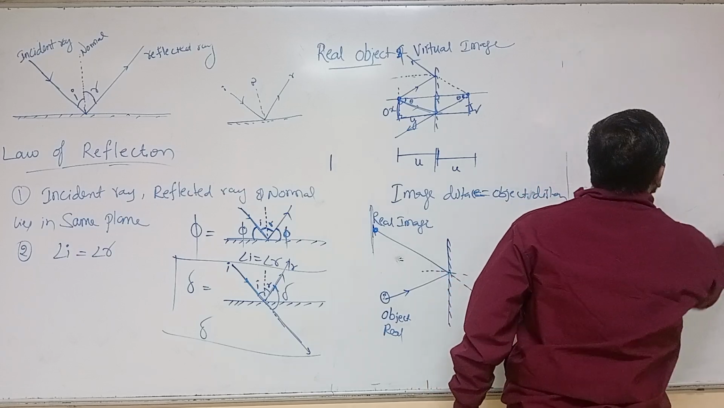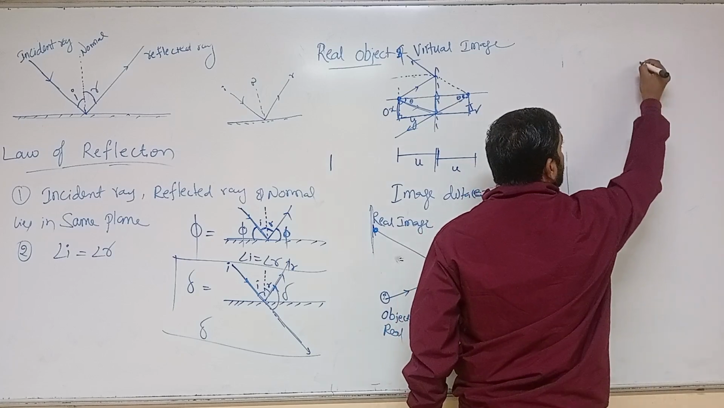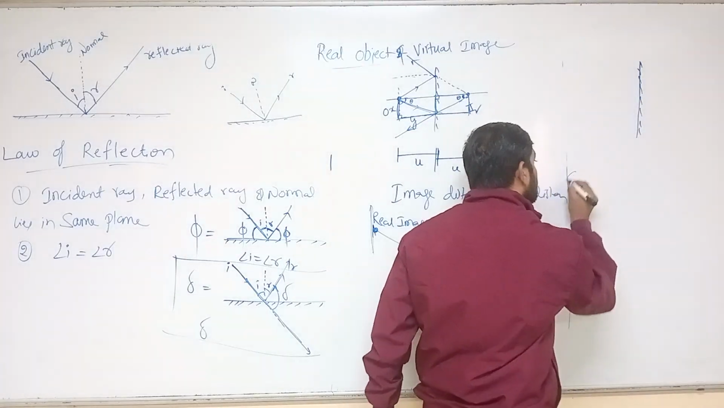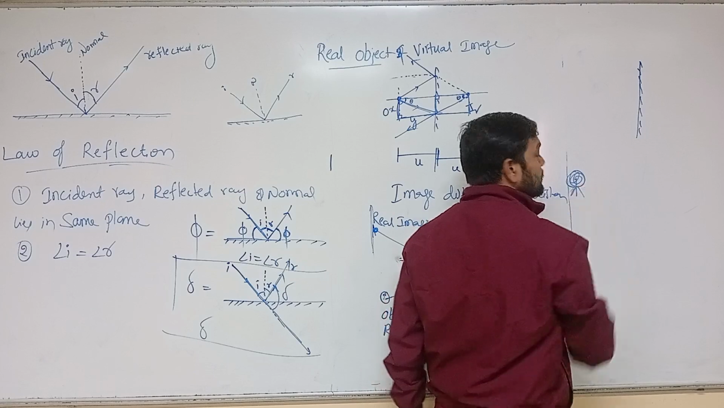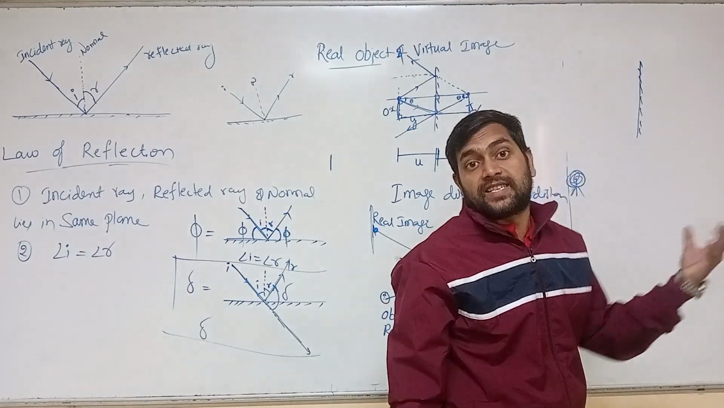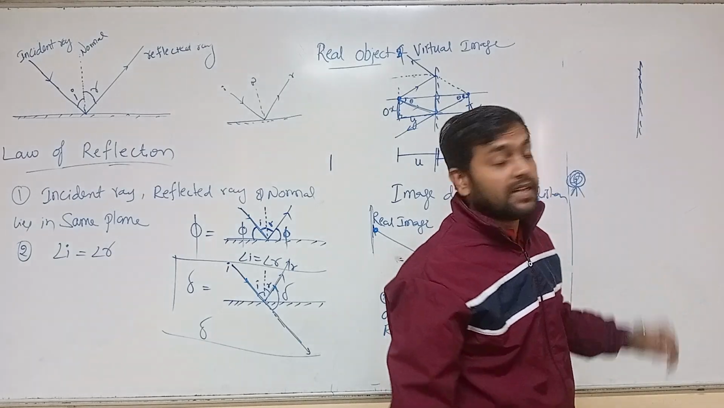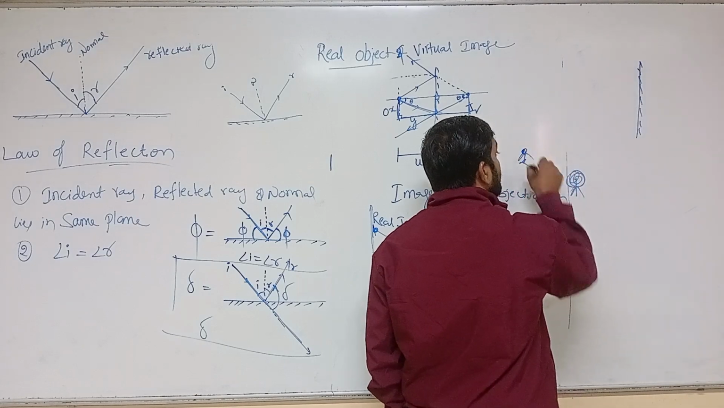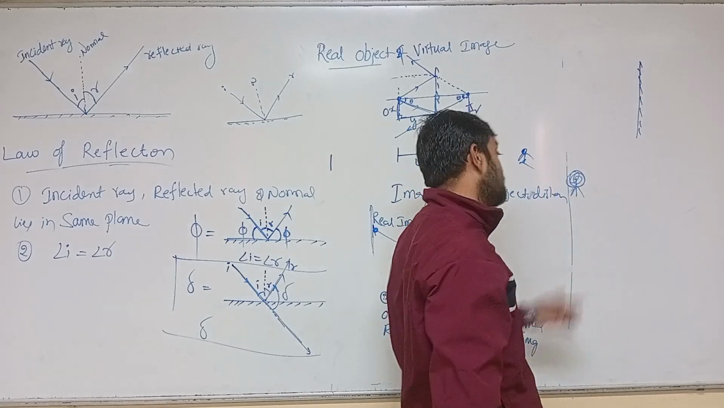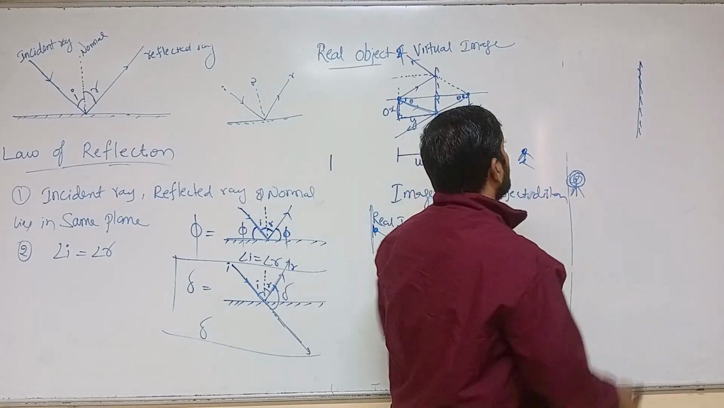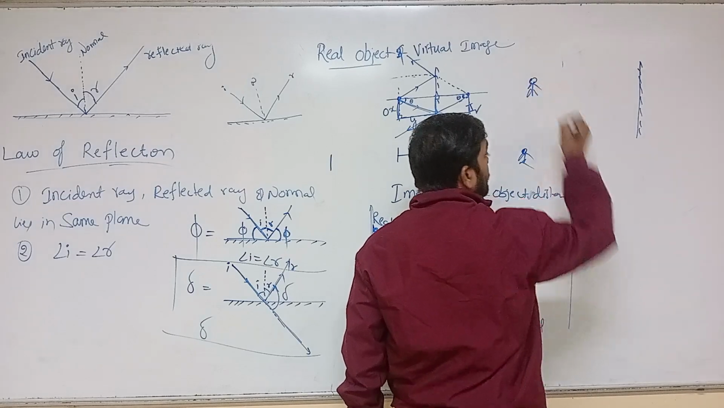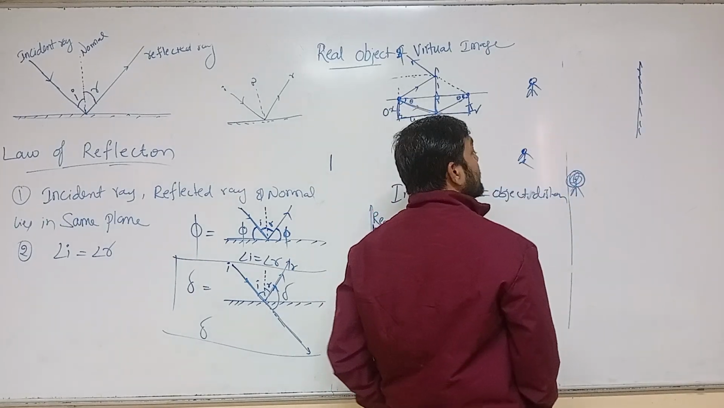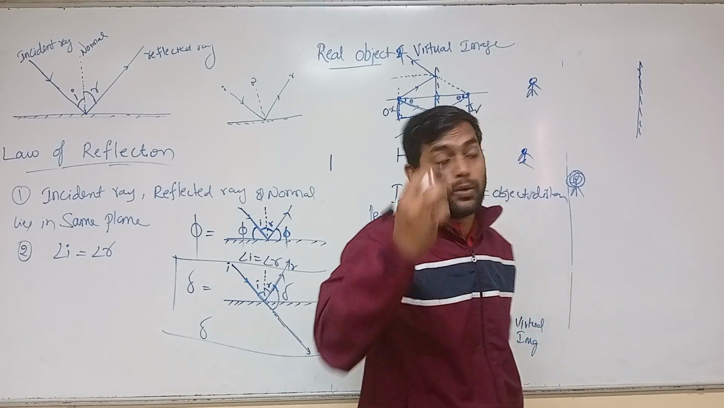I would like to keep a mirror here, and I just kept an object here. My object is here. From where can we see this object? If a person is sitting here, can this person see the image of this other person? Yes, will see. So how do we take the field of view? Let us write the field of view.